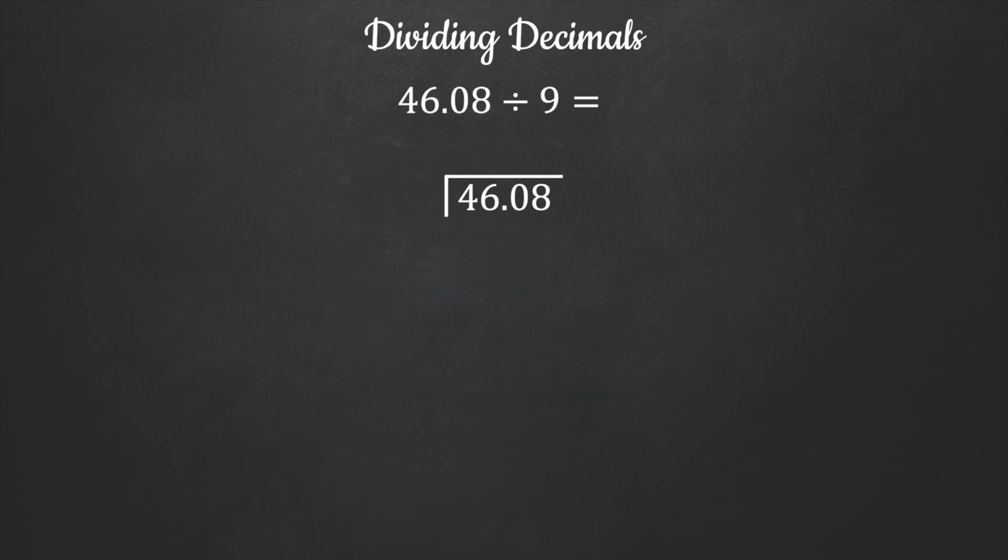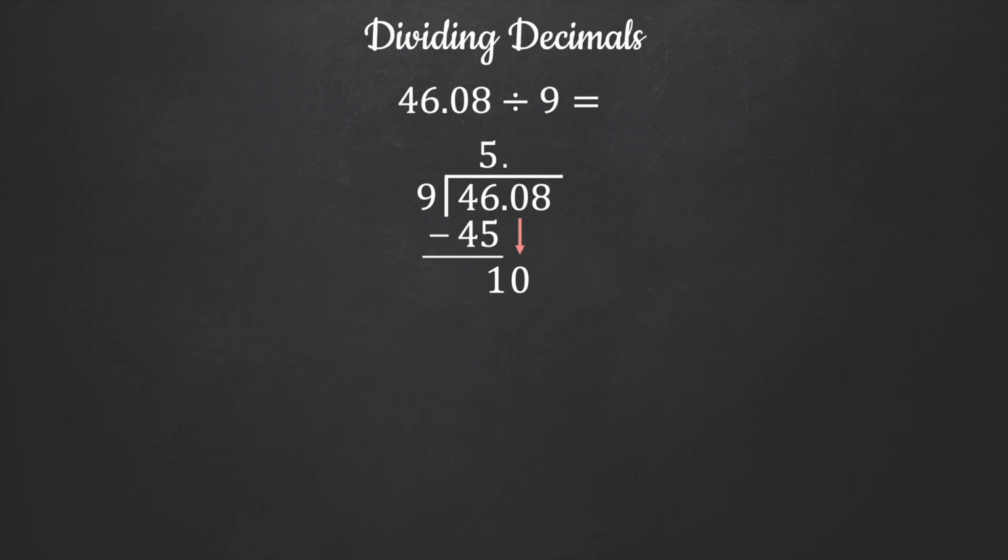So let's go ahead and divide. We first ask ourselves, how many times does 9 go into 4? And 9 does not go into 4, so we ask ourselves, how many times does 9 go into 46? And 9 goes into 46 5 times because 9 times 5 is equal to 45. So 46 minus 45 is equal to 1. And then we get to this decimal point, so we bring that up. And we bring down the 0.